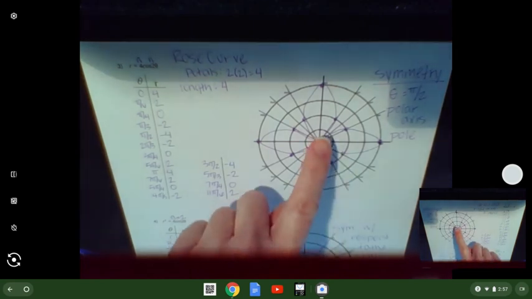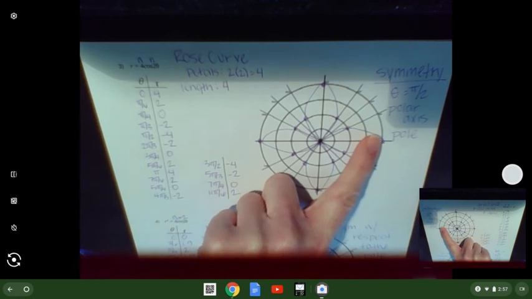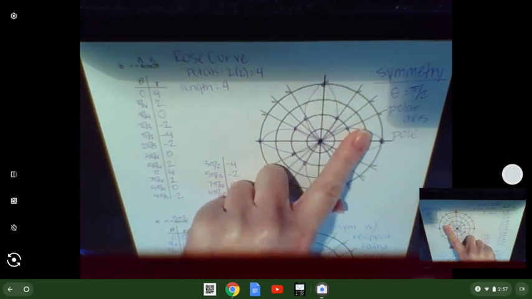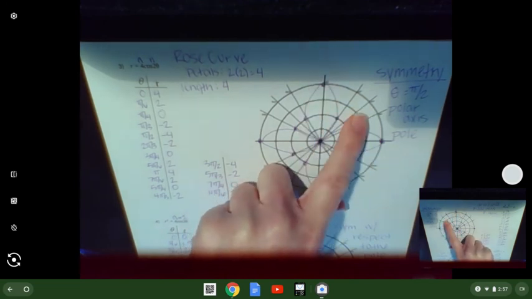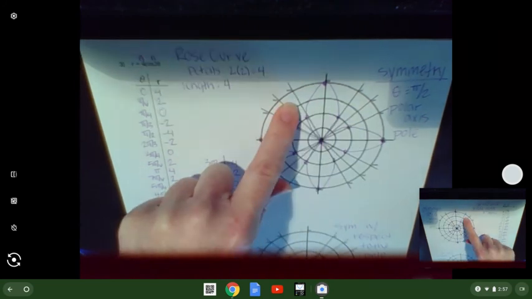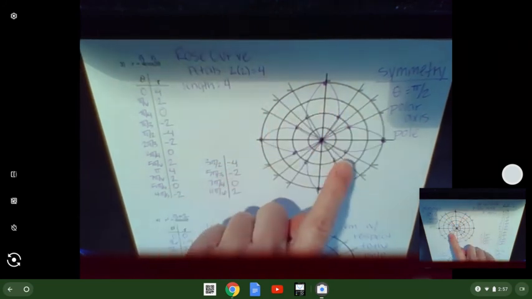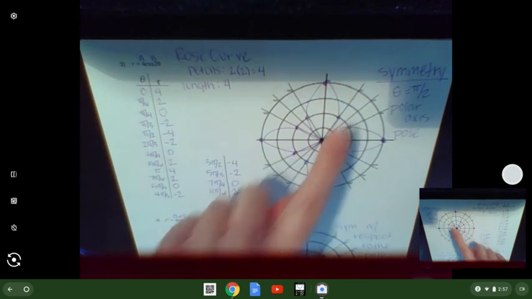If I know that I pass all 3 symmetry tests, then I actually only have to plug in first quadrant angles, and then symmetry with respect to theta equals pi over 2 would flip me here. With respect to the polar axis would flip those coordinates here, and with respect to the pole would flip me here.